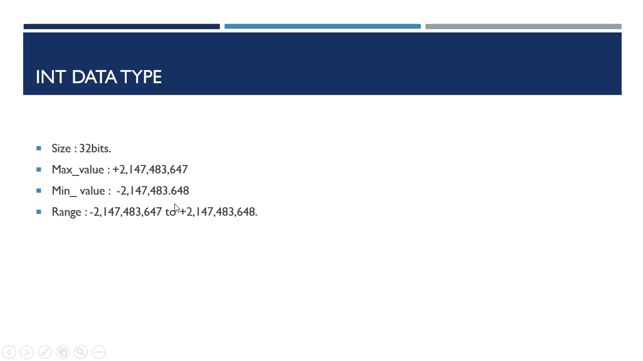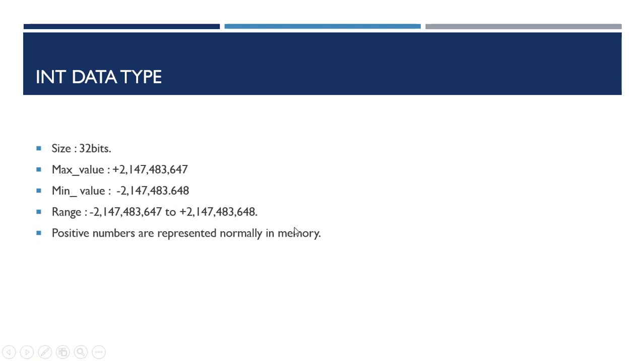Okay, so let's summarize this topic. What is the size of the integer data type? 32 bits, we know that. The maximum value it can represent is 2147483647. The minimum value is negative 2147483648. So the valid range that it can accept is from this minimum to this maximum, and we also know about that.